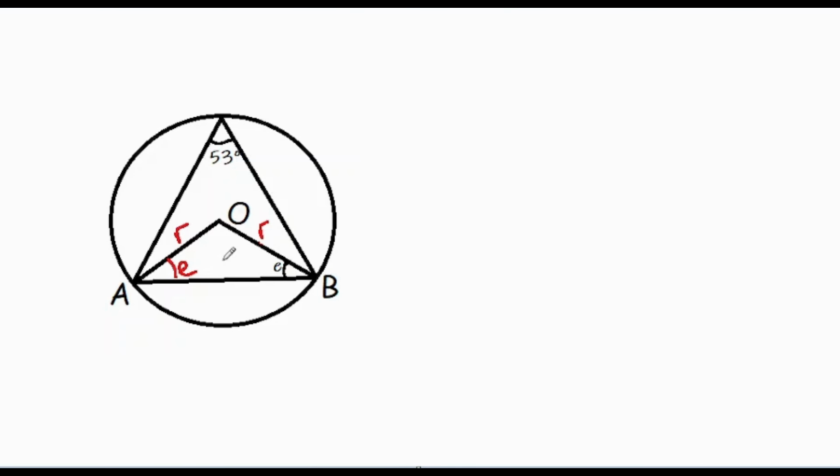Alright, so let's label the angle at the center to be Y. Now we have the angle at the circumference to be 53, and we know that there is a relationship between the angle at the center and the angle at the circumference subtended by the same arc AB. The angle at the center is twice the angle at the circumference. So the angle at the circumference is 53, twice of that is 106. So the angle at the center is actually 106 degrees.